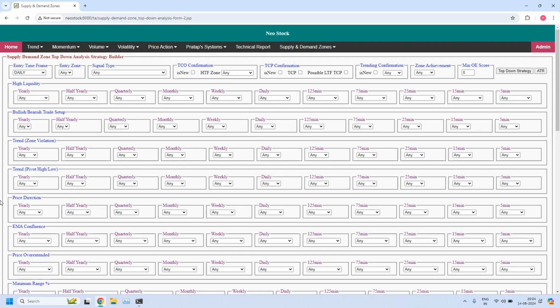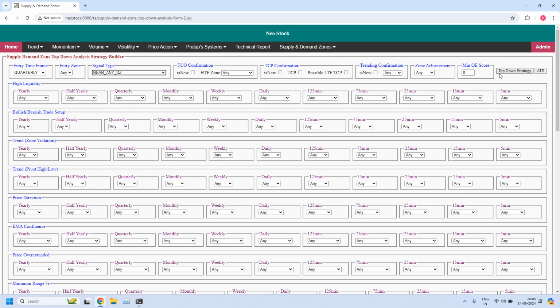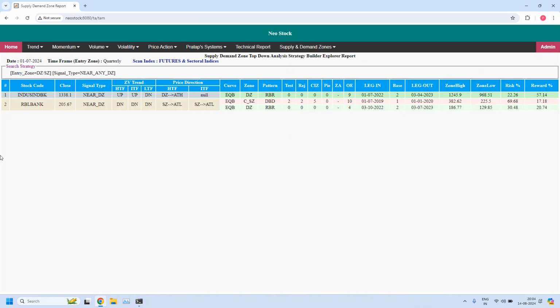So this is the video for the premium subscribers for generating different supply demand zone reports. First, let's start with finding the stocks near demand and supply zones for all the time frames, starting from the quarterly time frame. So the entry time frame is quarterly. Let us find the stocks near the quarterly demand zone. Two stocks are filtered.